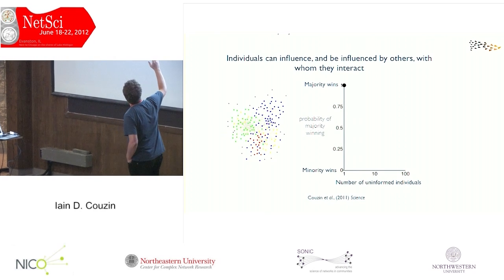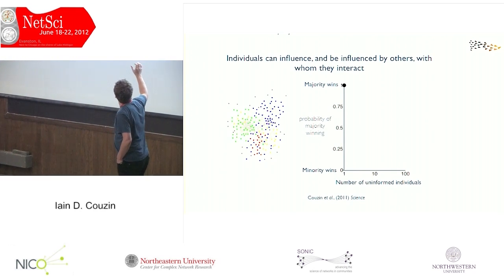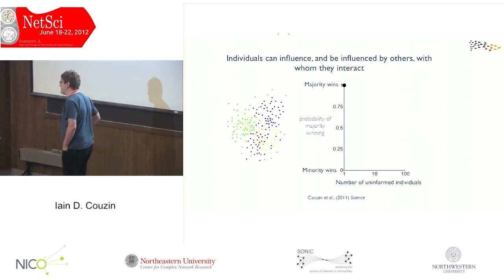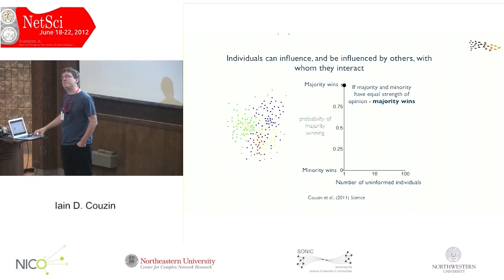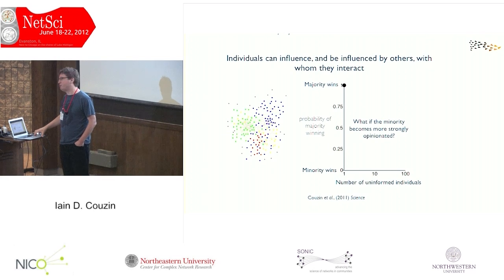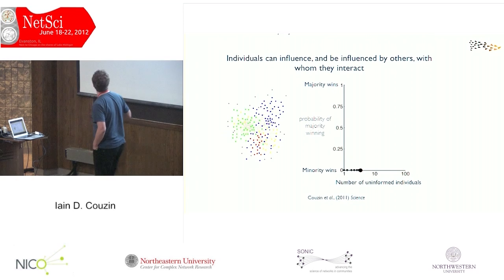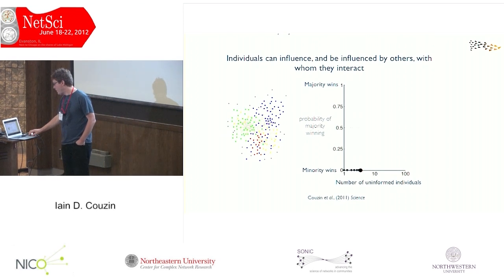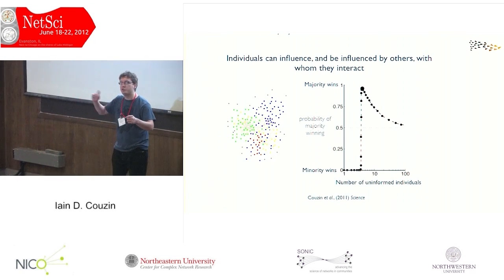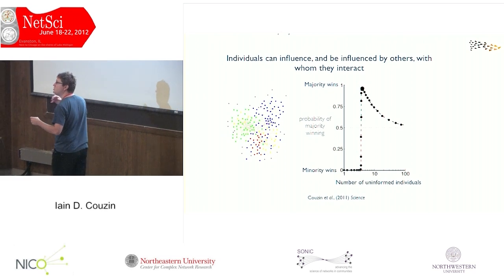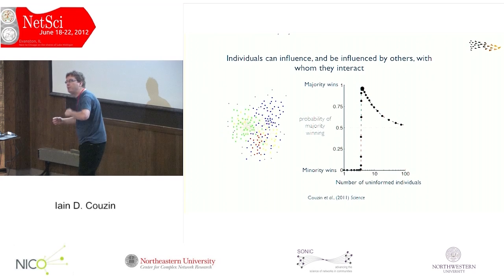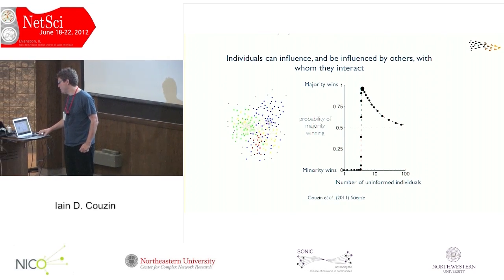So using a similar plot as before, the number of uninformed individuals is shown on the x-axis. If the majority and minority have the same preference strength, the majority wins. If I increase the minority preference, they can dominate decision-making. If I add uninformed individuals, well, initially, nothing changes. The minority still wins. But then there's a tipping point where, actually, we're not adding, we're changing the proportion of nodes, just adding a few more uninformed nodes completely changes the system dynamics. And now the majority wins.